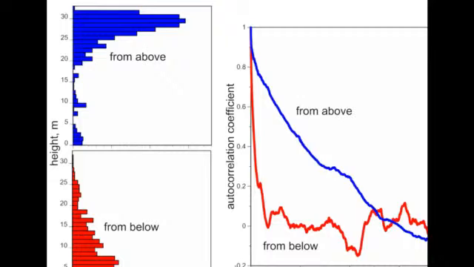You can look at the autocorrelation of those, my approach to looking at the randomness of it, and what you can see is that from above, the autocorrelation decays at a much broader spatial scale than it does inside. So the correlation distance, if you will, is on the order of 5 or 10 meters from above, which is about the size of most crowns, whereas inside, it's on the order of 10, 20 centimeters, on the order of leaf sizes.